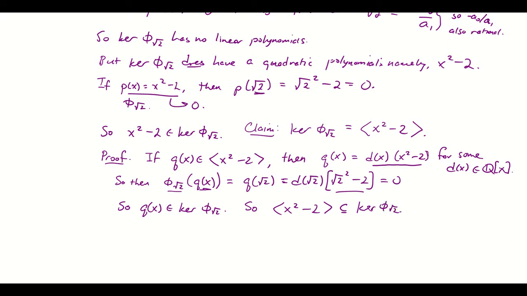Okay, now I'd like to prove the converse. So we're going to start a new argument, and we're going to try and prove that the kernel of phi sub square root of 2 is a subset, or subideal, of the ideal generated by x squared minus 2.